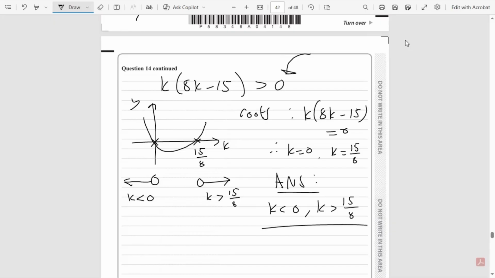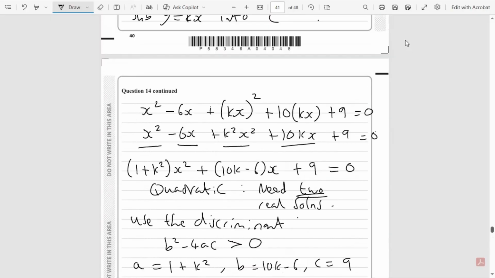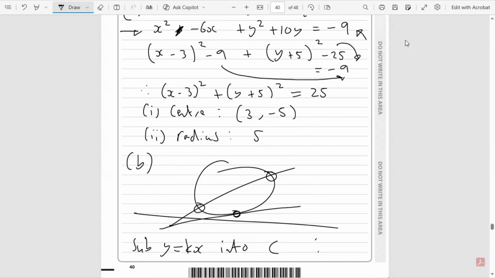Because if that's true, if either of those situations are true, then it means that this quadratic has two real solutions. And if the quadratic has two real solutions, then that means there are two distinct points of intersection, like this kind of situation there.